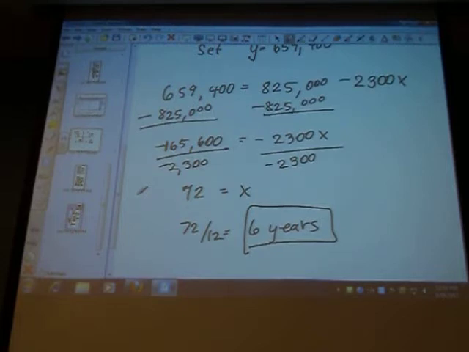Problem 20 has marginal in it. Weren't you looking for one with a marginal in it? Problem 20. Yeah, if you guys want to look at 20 and we'll take a look at the marginal questions.